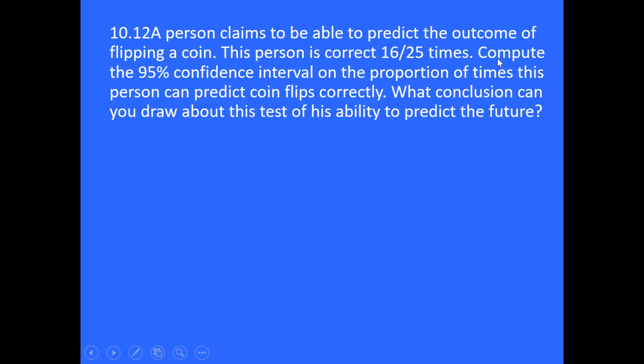All right, so we're going to compute a 95% confidence interval on the proportion of times this person can predict the coin flips correctly. And then we're going to interpret what that confidence interval means. First of all, we need to convert this fraction into a proportion. So 16 divided by 25 should give you 0.64. And this is 25 trials.